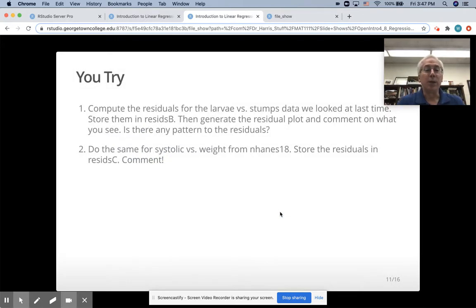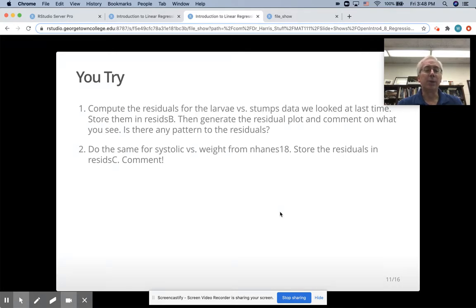So now I'm going to invite you to do a couple of residual plots. We've looked at two other examples in the previous slideshow, one involving larvae versus stumps in the stumps data set. Let's come up with a command that will store the residuals for that. We've got the regression equation for that from the last slideshow. So we can store that in resids B, and look at the residual plot there.